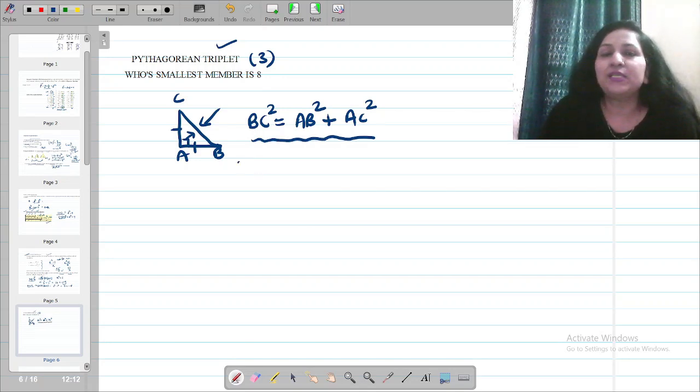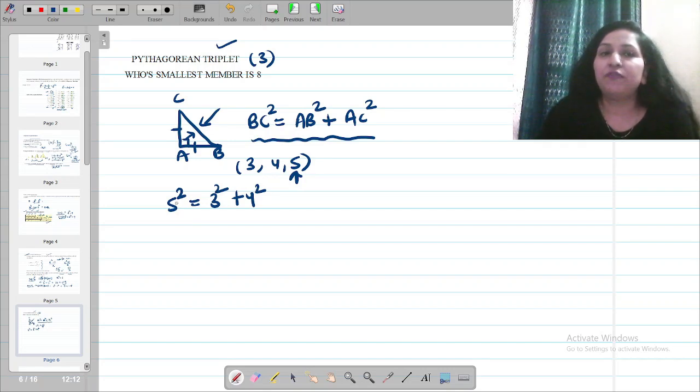So if any triplet is given, let's say 3, 4, 5, and the question says, is it a Pythagorean triplet? What are you going to check? The longest side is always the hypotenuse. It will not be told to you which is the hypotenuse, base or height. It is obvious, the longest side will always be your hypotenuse. So you need to check that the longest side square should be equal to the sum of the squares of the rest two numbers. Which are the other two numbers?